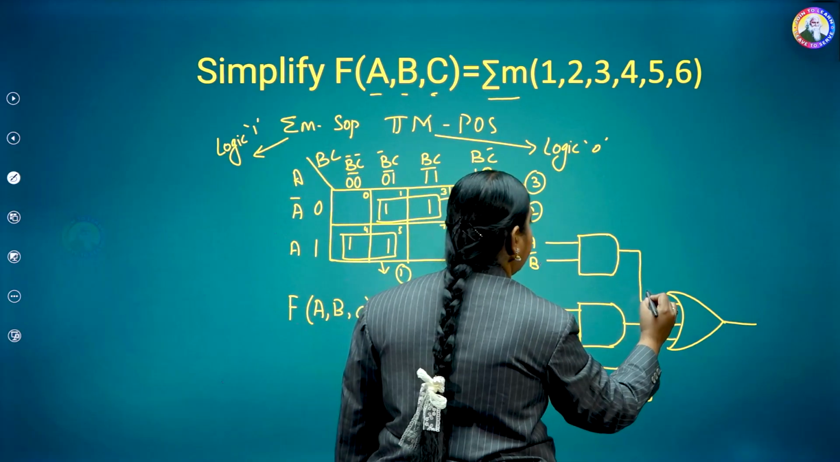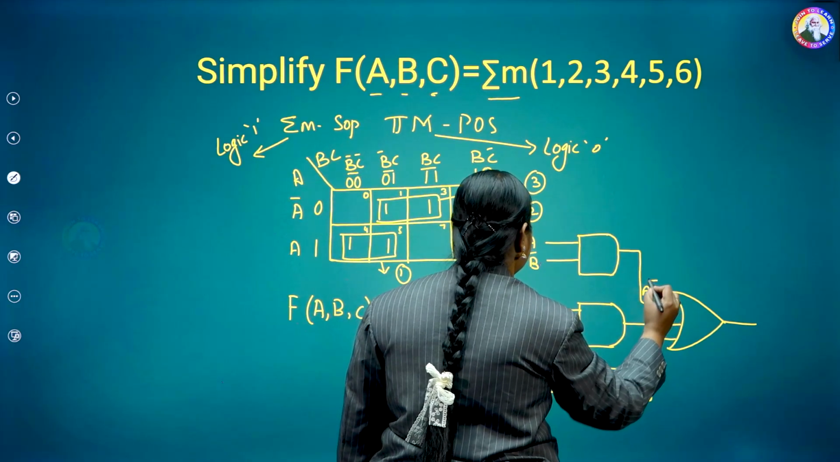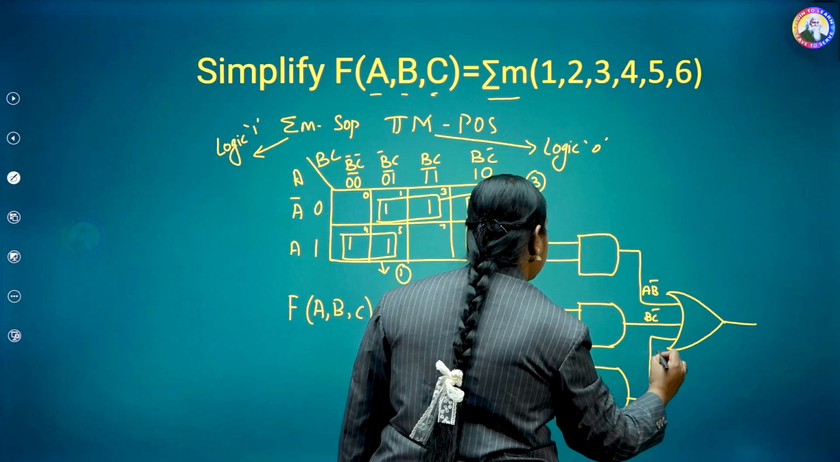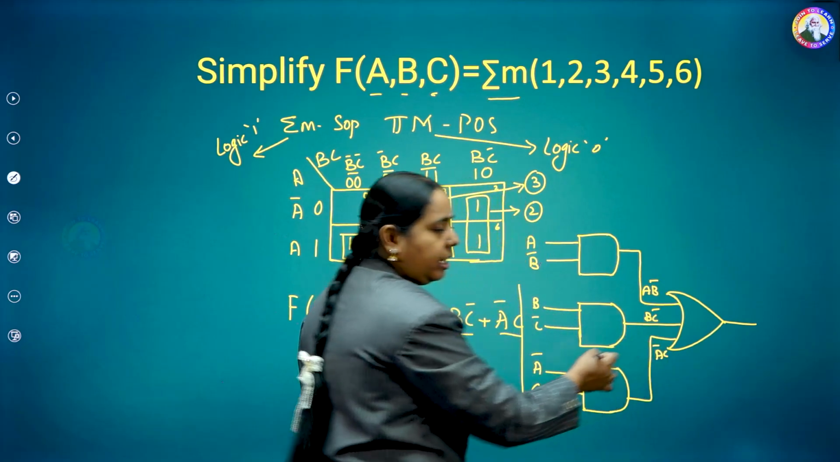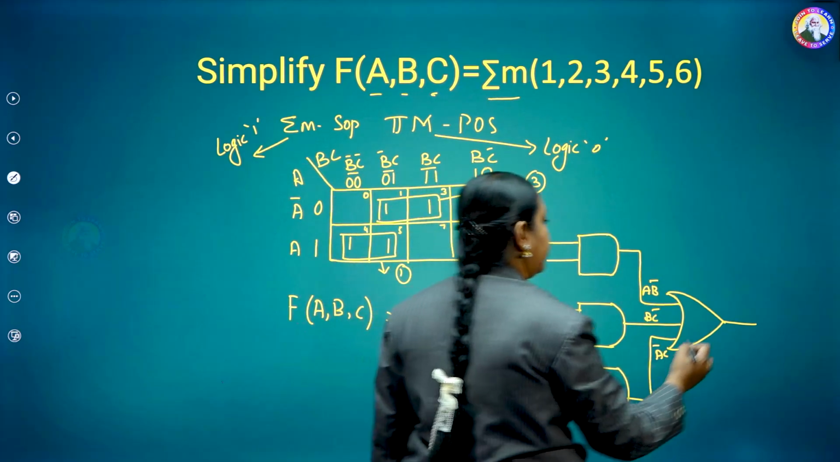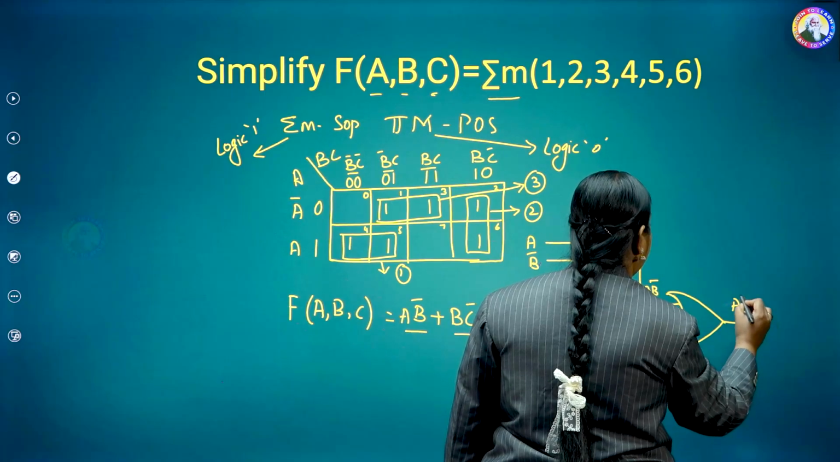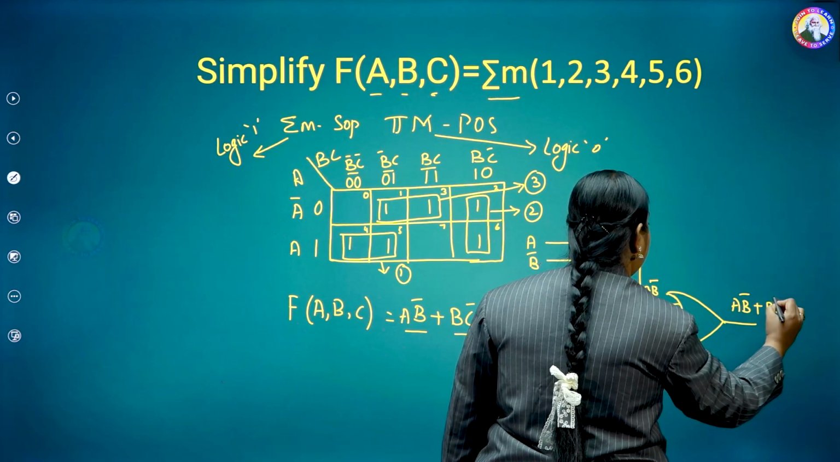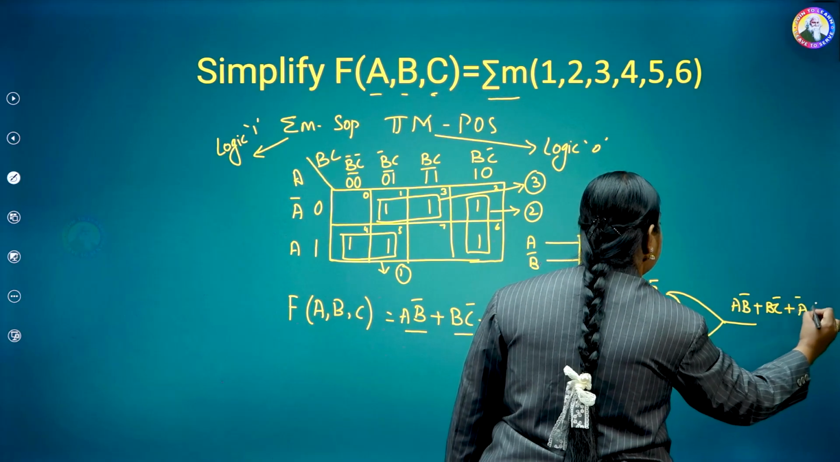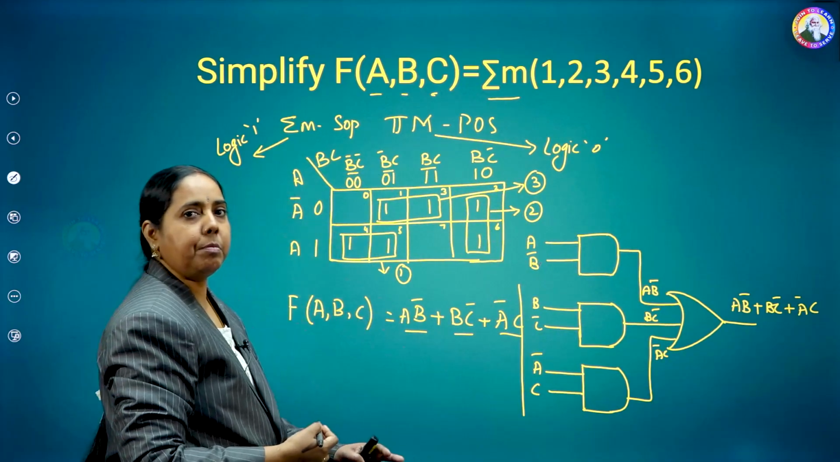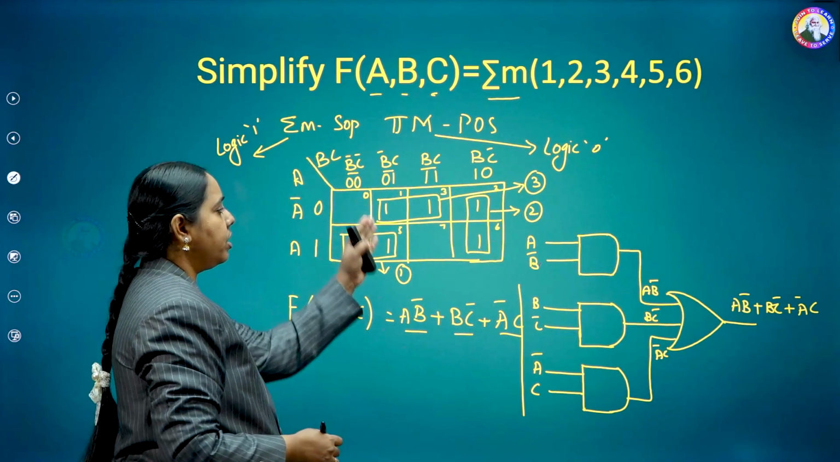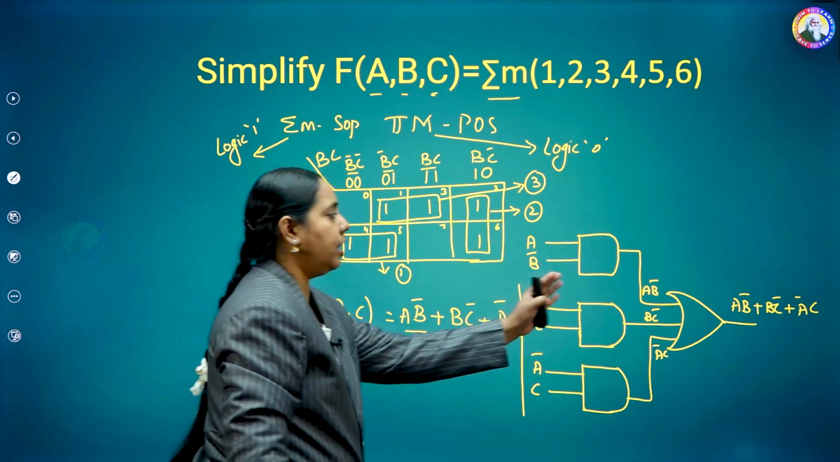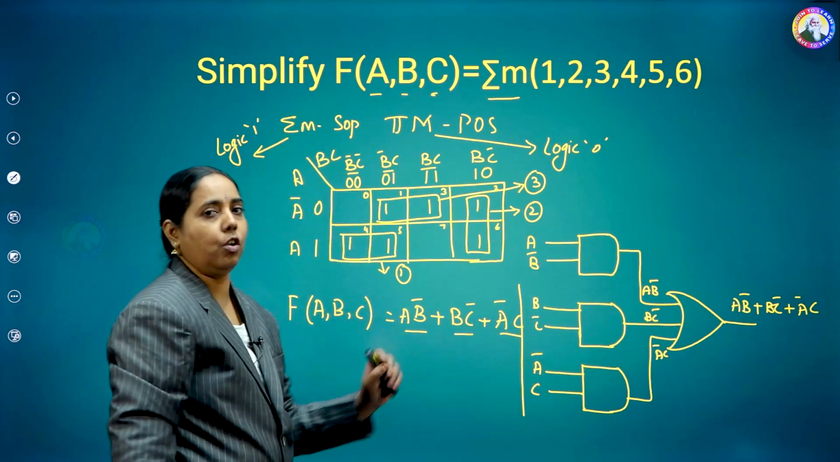So all I am giving here: A B bar, B C bar, and A bar C. All 3 I am giving to the OR gate, so that I will get the equation A B bar plus B C bar plus A bar C. So in this way I can implement using logic gates. This represents simplification and this represents implementation using logic gates.